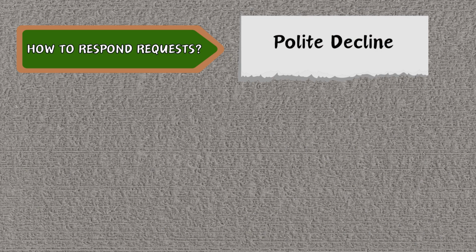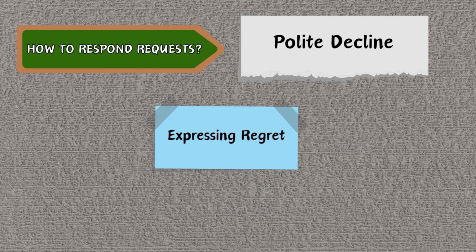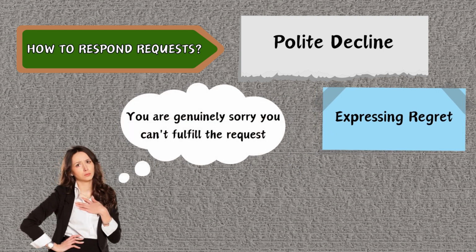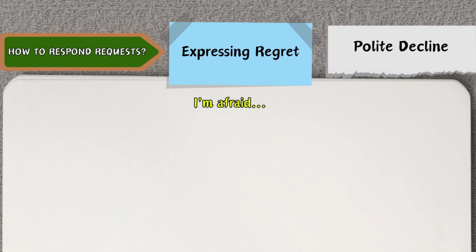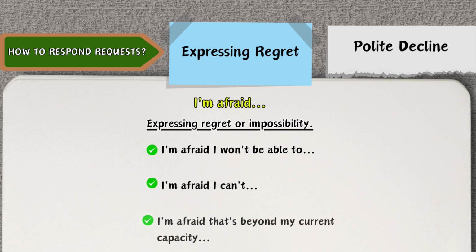Declining a request can be done in a polite and respectful manner. Here are various ways to decline a request. Expressing regret. Communicating that you are genuinely sorry you can't fulfill the request. I'm afraid. This phrase is often used to express regret or to convey that something is not possible or cannot be done. I'm afraid I won't be able to. I'm afraid I can't. I'm afraid that's beyond my current capacity.